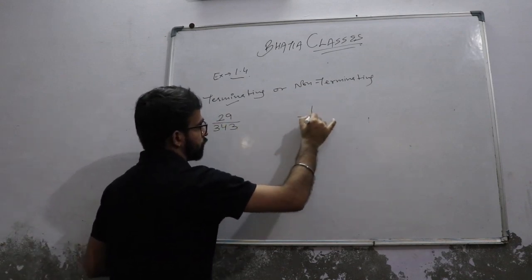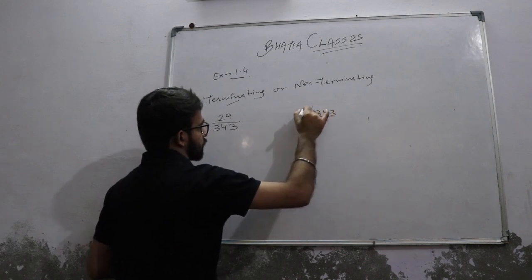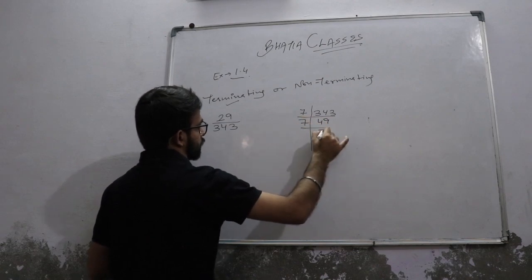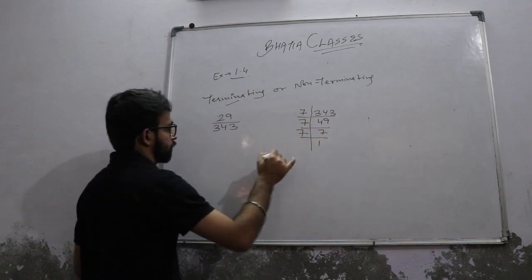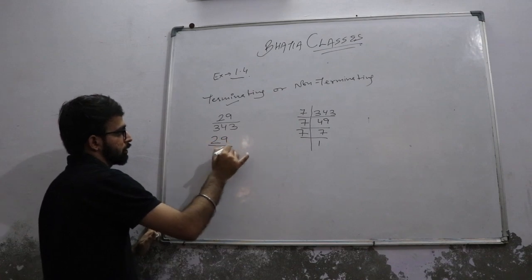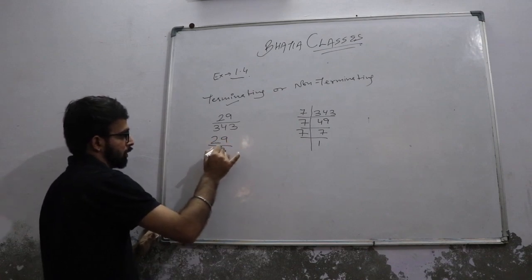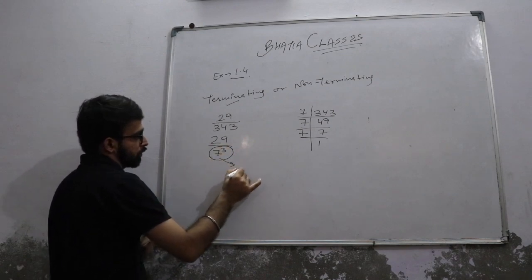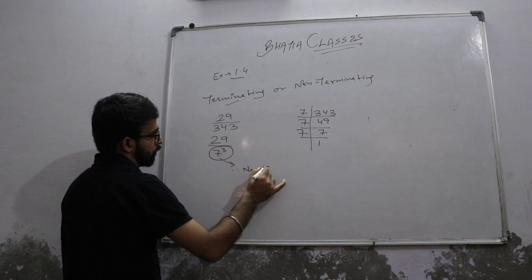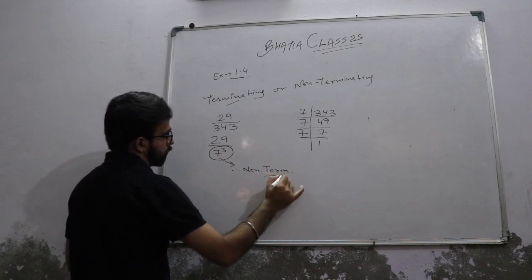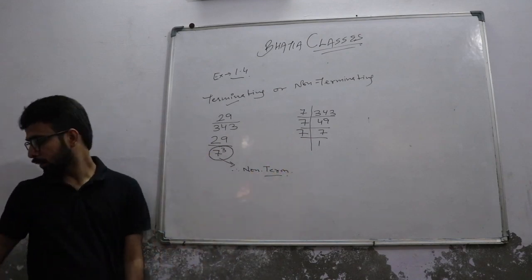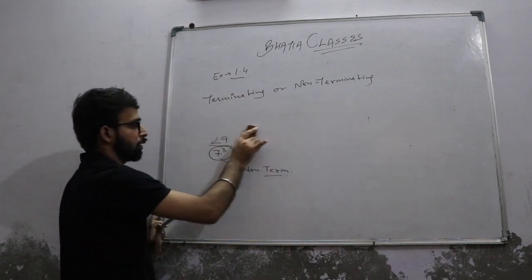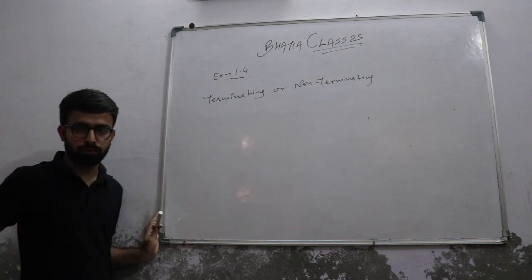Let's take the factors of 343: 7, 49, 7, 7, 7. So it is 29 by 7 raised to power 3. Here you can see you have got 7. Therefore, this number is non-terminating. Now I will tell you how to convert terminating numbers into decimal form.